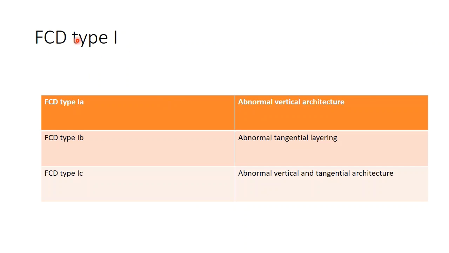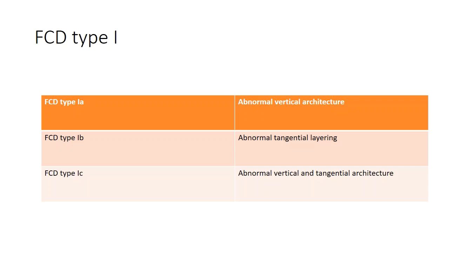In focal cortical dysplasia type 1, which has been divided subsequently into type 1A, 1B and 1C, what is found is that there is an abnormal vertical architecture in 1A, abnormal tangential layering in 1B, and abnormality of both the vertical and tangential architecture in 1C.